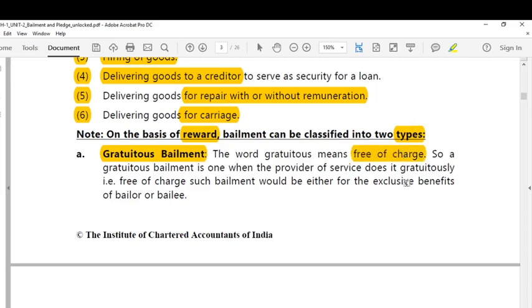There is no charge at all while delivering the goods by the bailor to the bailee. Bailor will not collect anything from the bailee. So a gratuitous bailment is one when the provider of service does it gratuitously, free of charge. Such bailment would be either for the exclusive benefit of either the bailor or the bailee. So this is the first type of bailment based on the reward.